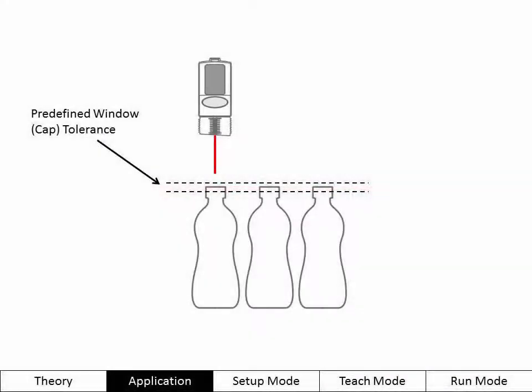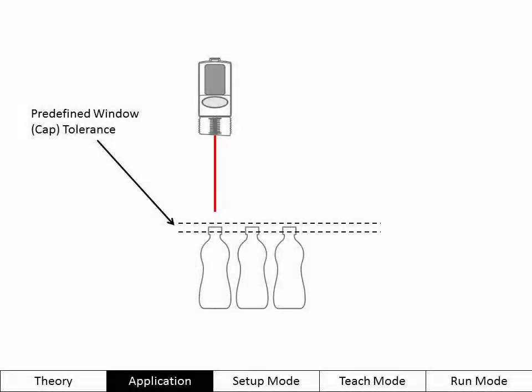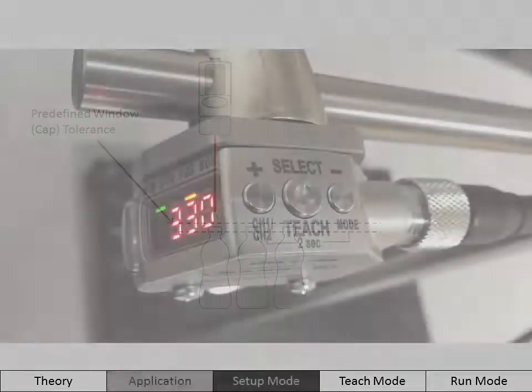Let's say a customer has a bottling line. Multiple types of bottles can be run on the line. The sensor is looking for the bottle cap to be seated correctly. Regardless of the bottle height, the tolerance for the cap will be the same. The manual window selection speeds up the teach process by already having one parameter set up.